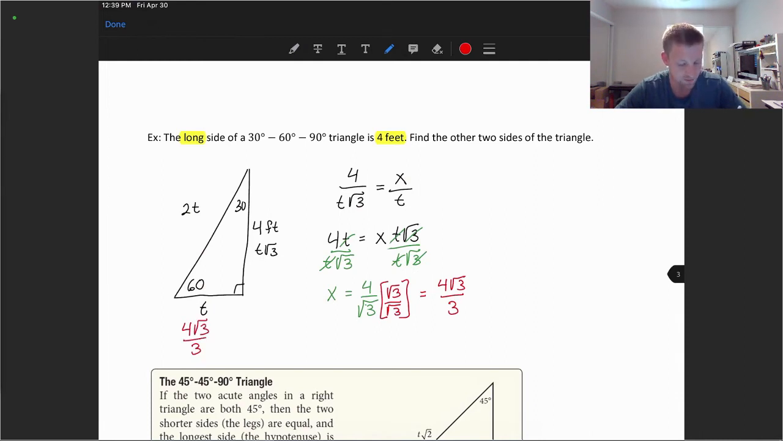And if I consider doubling that side to get my hypotenuse, 2 times t, if I double that length, that will end up being 8 roots of 3 over 3. And again, both of these are in feet. So this is a look at a 30, 60, 90 triangle, working out those side lengths.